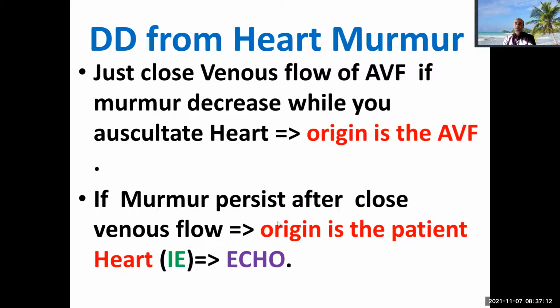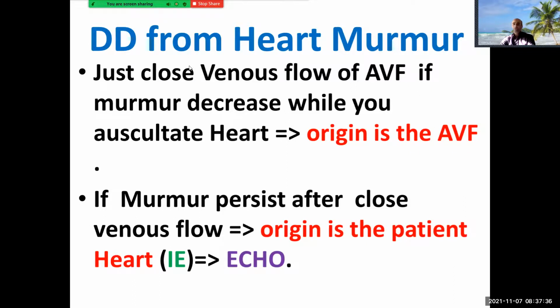If the murmur disappears, this means the murmur came from the fistula. If you occlude the fistula and the murmur still persists, this means the origin is the heart. You should check for infective endocarditis and do an echocardiogram if your patient is septic. And you should do a routine examination for your patient. I hope that's clear also.